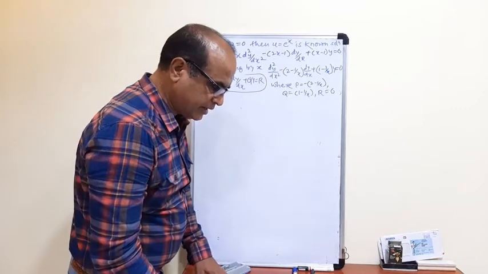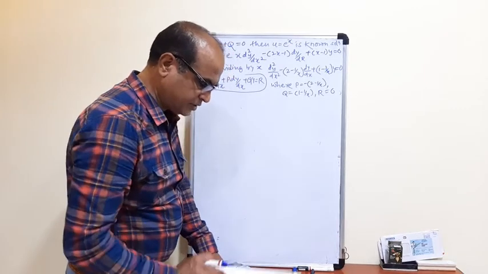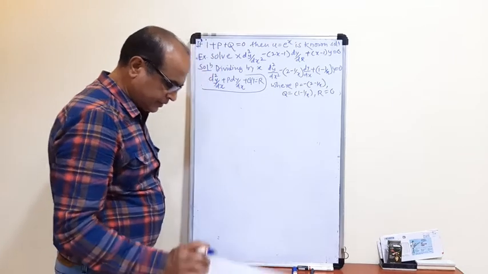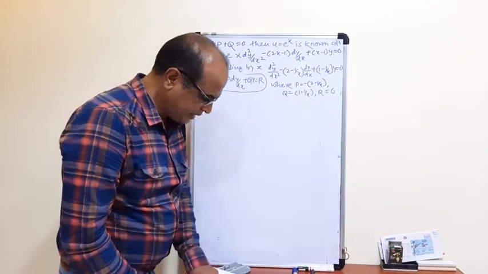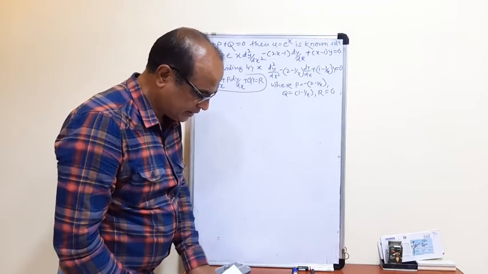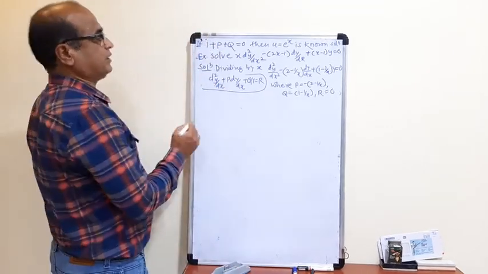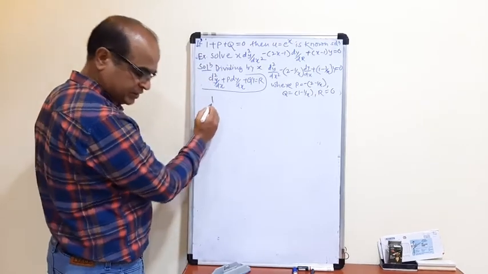Okay, this is a very simple differential equation. So how do we solve it? What is the next part here? We check the condition here: 1 plus p plus q.